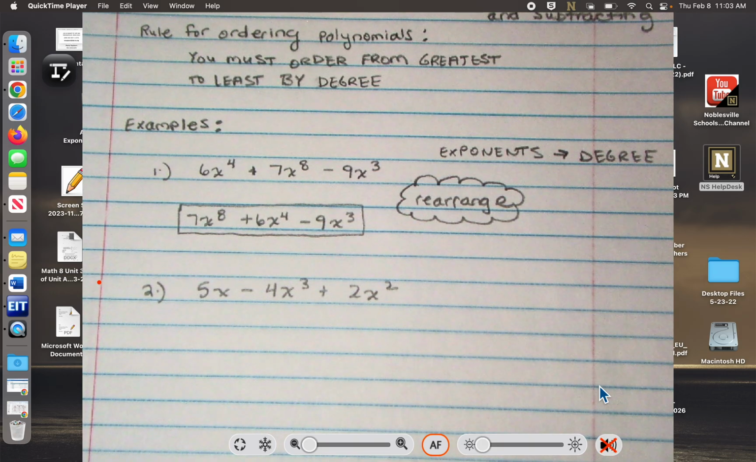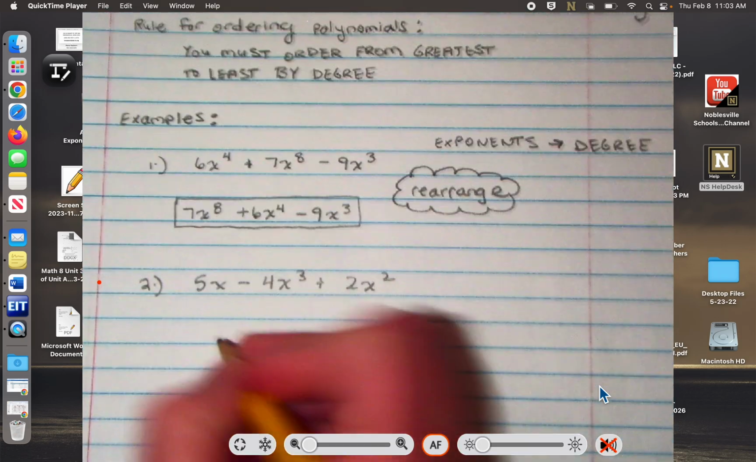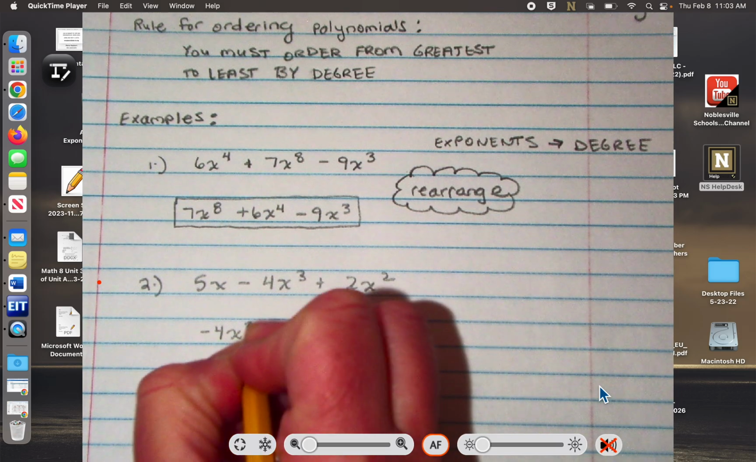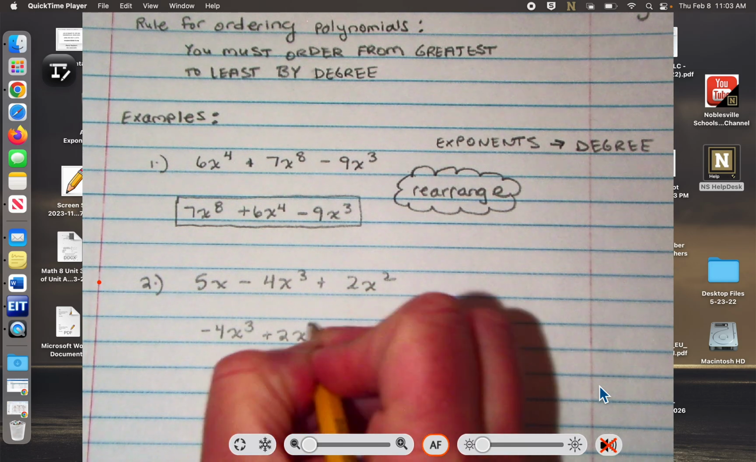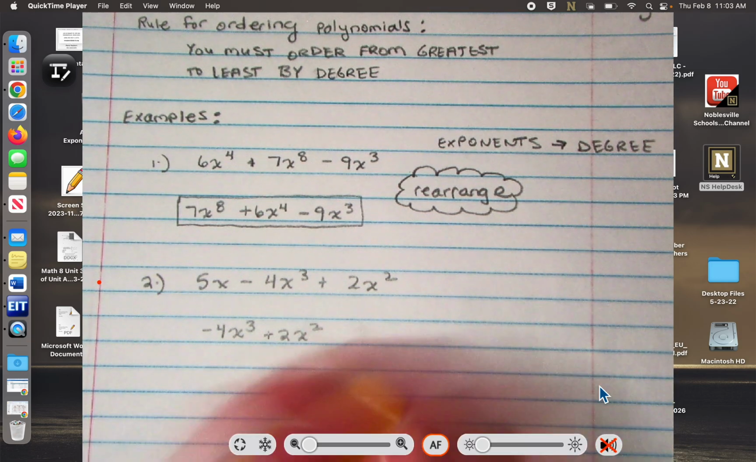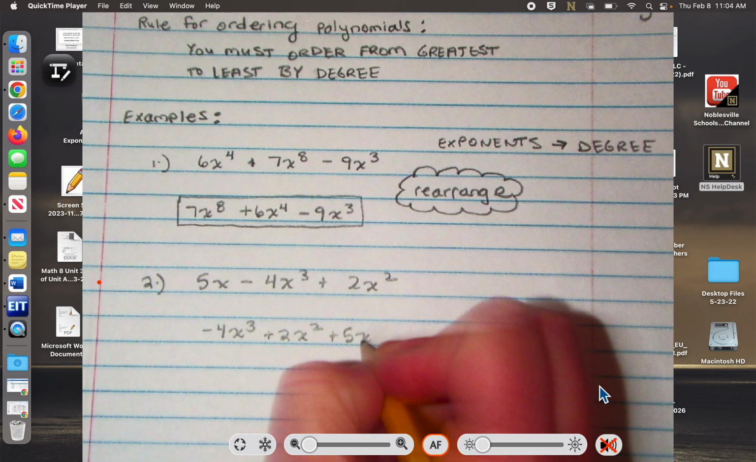So if I was going to put these in order, what would be my first term? Madison? You're so close. Connor? Negative 4x to the third, right? That negative stays with it. What would be my next term? Connor? Yep, plus 2x squared. And then my last term is going to be the plus 5x, right?